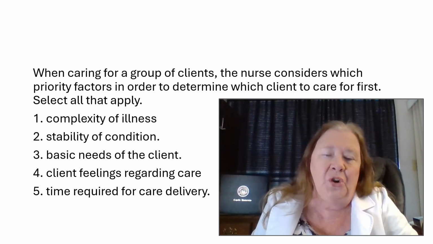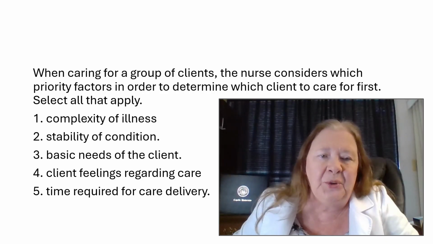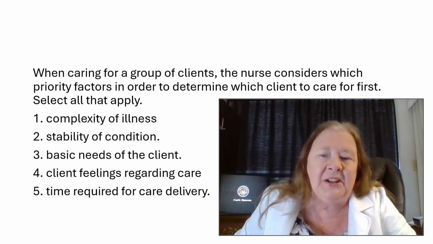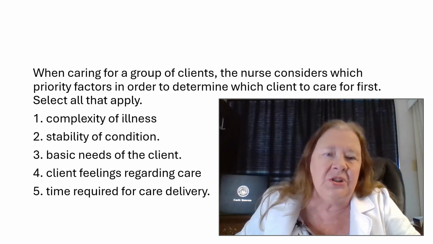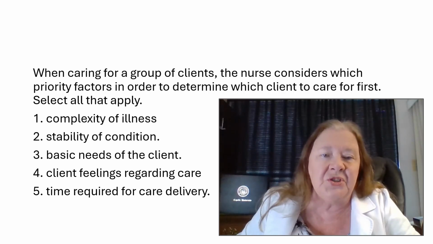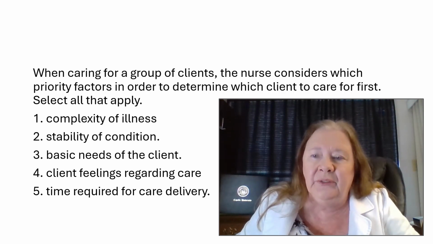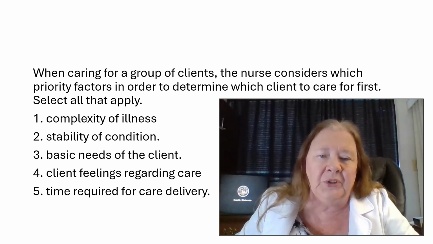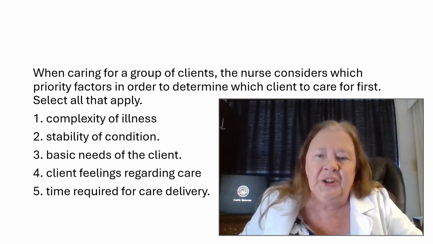The nurse should always remember that the physiological needs are the priority. In this case, you're using Maslow's hierarchy of needs to answer this question. So complexity of illness, stability of condition, and basic needs, those are physiological needs. 4 and 5, client feelings regarding care and the time required for care delivery, are not physiological needs, so they are not the priority.